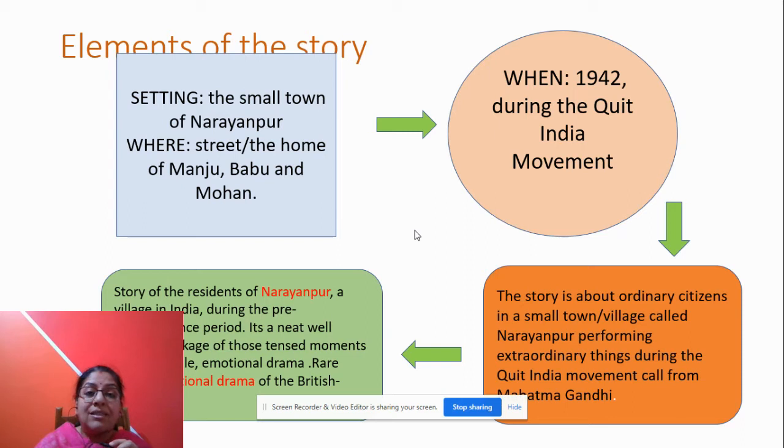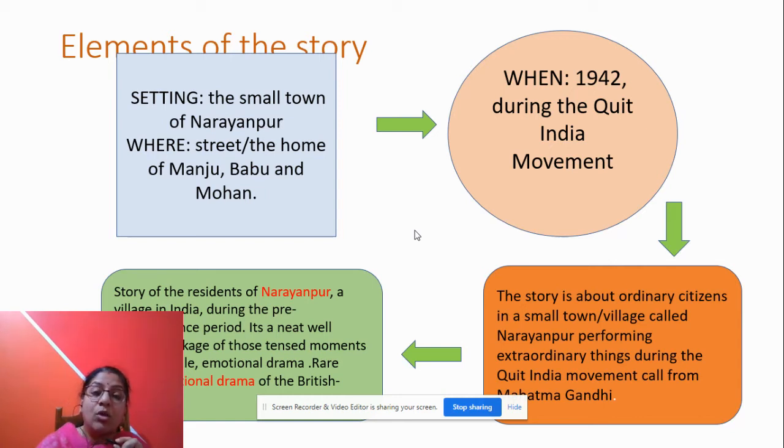So here there is a family which comprises five people: father, mother, and three children. And the father is already in jail. He was jailed for giving a motivational speech to the general public. So the children, who are Manju, Babu, and Mohan, and their mother, were at home.